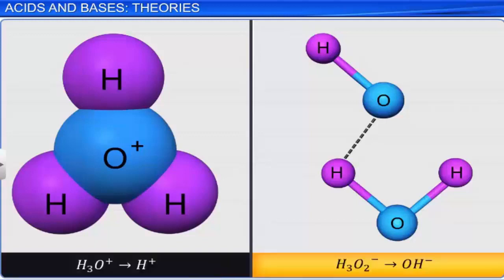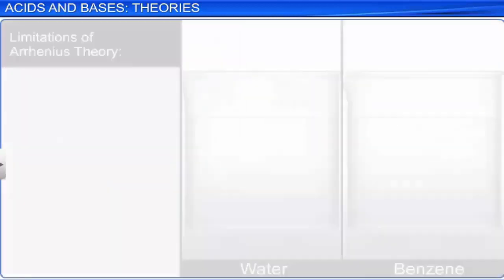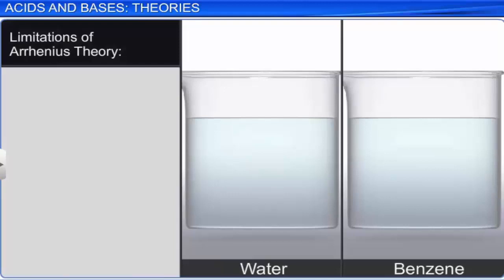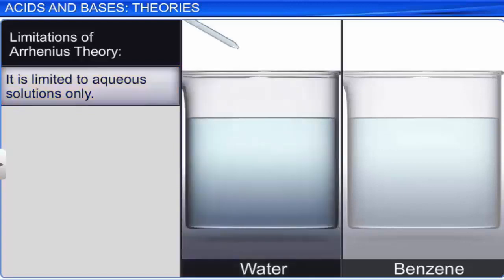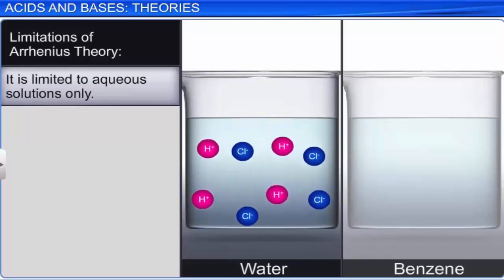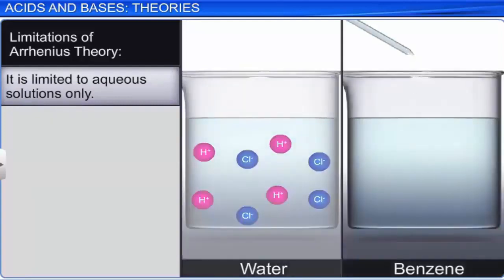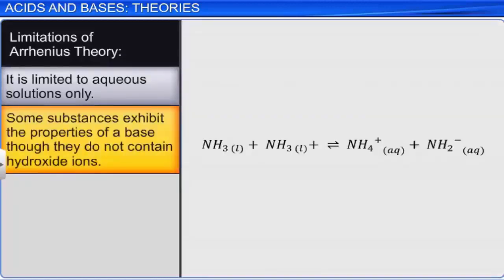However, the Arrhenius theory of acids and bases has some limitations. It is limited to aqueous solutions only. For example, HCl is considered as an acid only when it is dissolved in water and not in some other solvent such as benzene. Some substances exhibit the properties of a base though they do not contain hydroxide ions. For example, liquid ammonia behaves as a base although it does not contain any hydroxyl group in it.